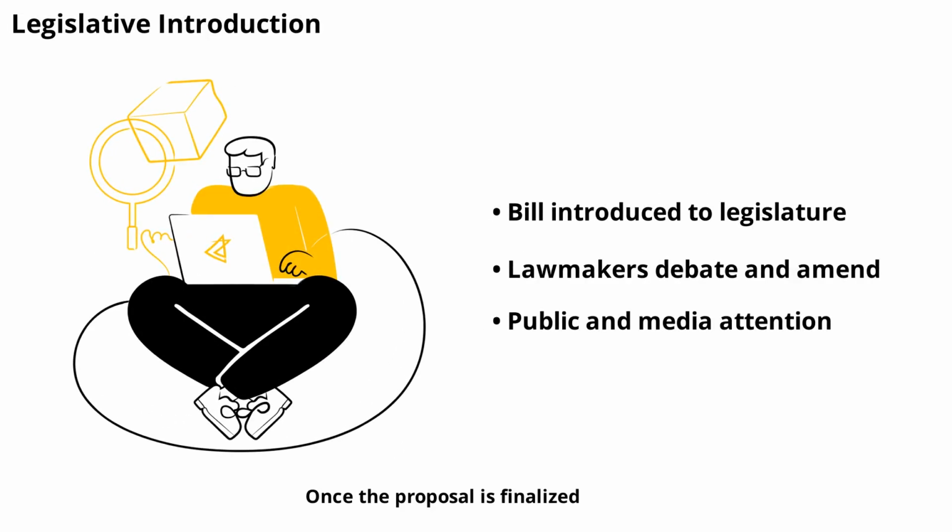Once the proposal is finalized, it's introduced to the legislative body, such as a parliament or Congress. Here, the proposal becomes a bill and is formally presented for consideration. Lawmakers review the bill, debate its merits, and may suggest further amendments. This stage is highly public and often involves media coverage, as it's where the proposal enters the official lawmaking process. The introduction of a bill is a critical milestone, marking the transition from planning to potential law.